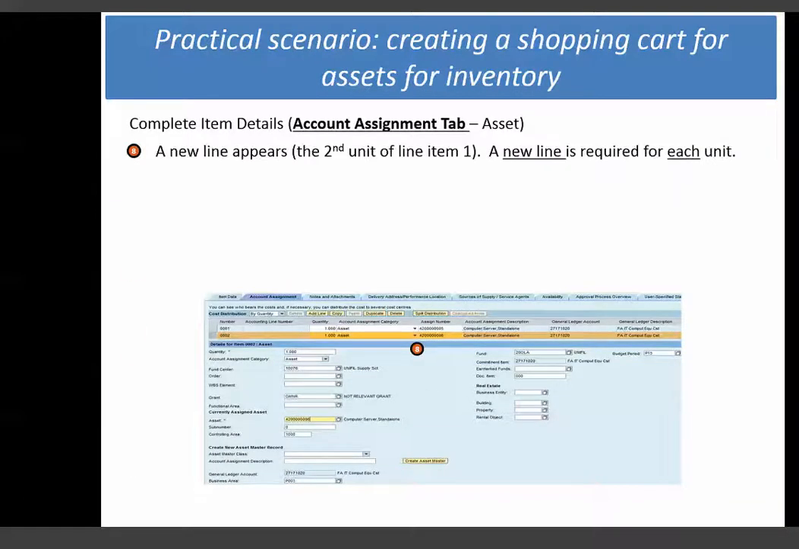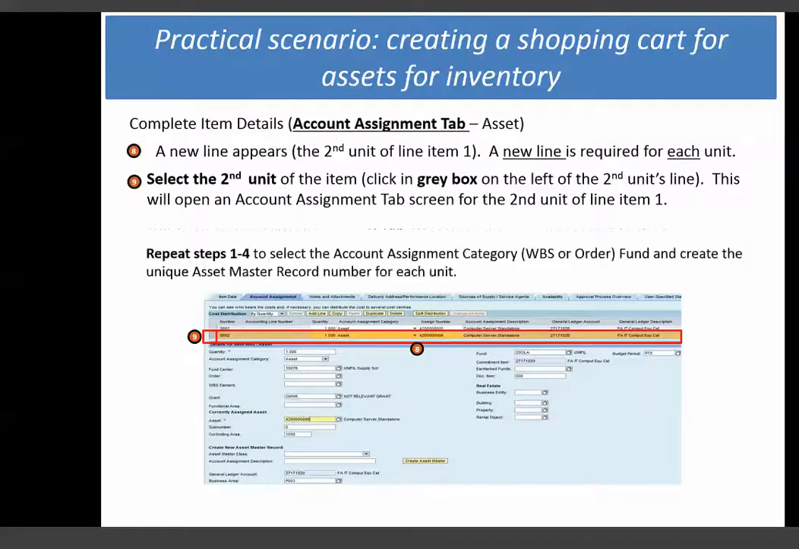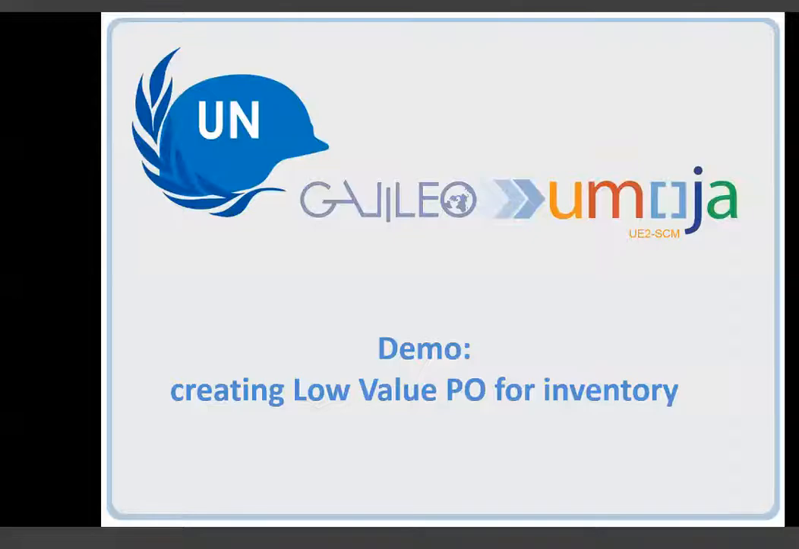So you will click on add line, and a new line appears for each unit, and then you have to work on it and populate the data as in the previous step. And the same until you complete for all the quantities. Okay, so now we're going to see how to create a low value PO.